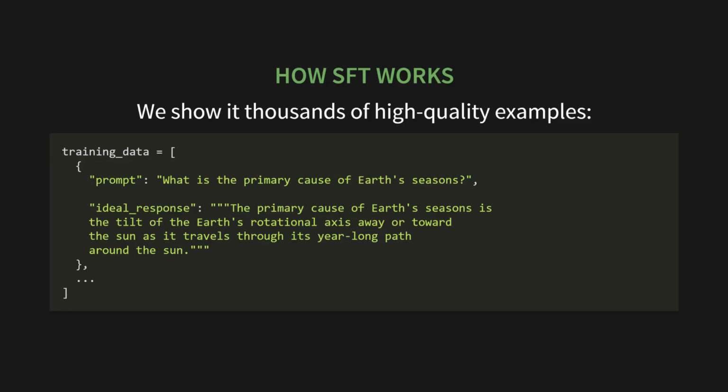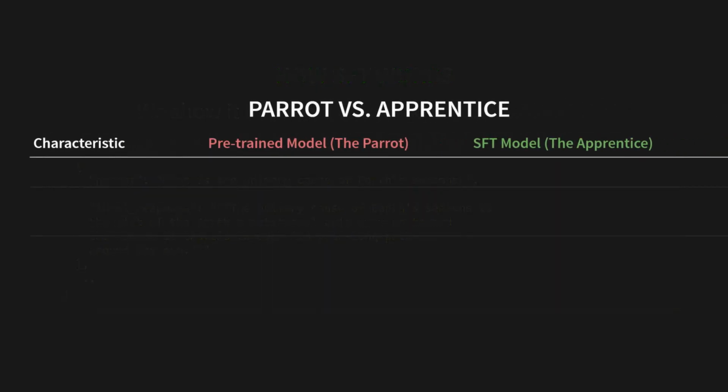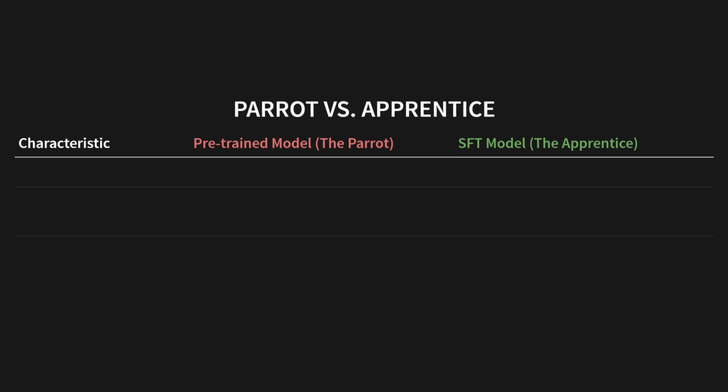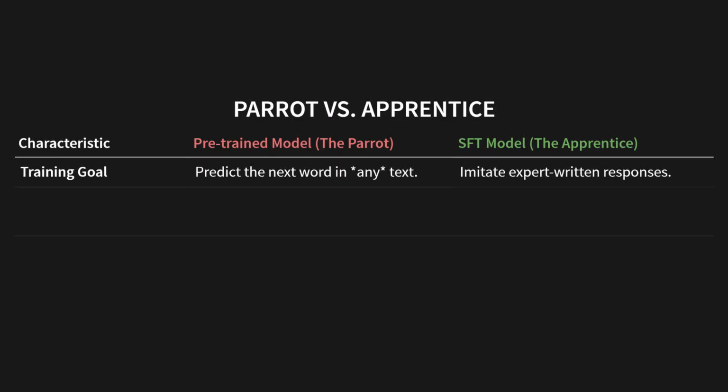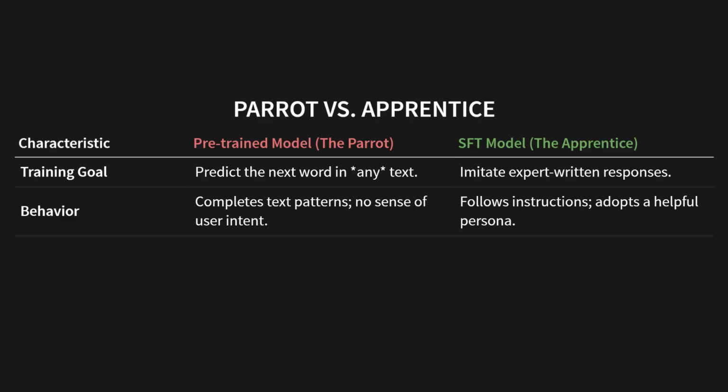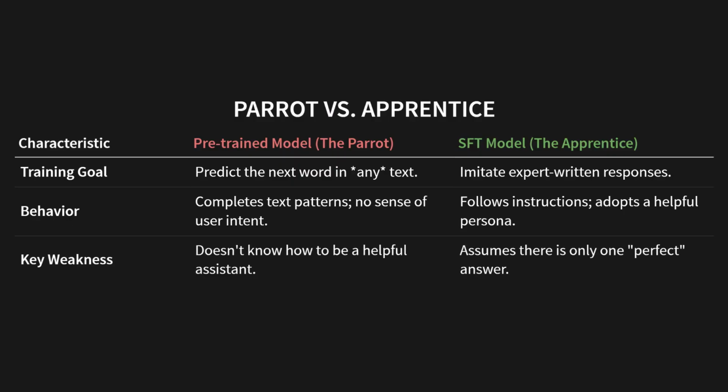This helps us compare the parrot versus the apprentice. Check out this table. On one side, you have the pre-trained model, our parrot. What's its training goal? To predict the next word in any text. Its behavior? It just completes text patterns with no sense of what you actually want. Its key weakness is that it just doesn't know how to be a helpful assistant.